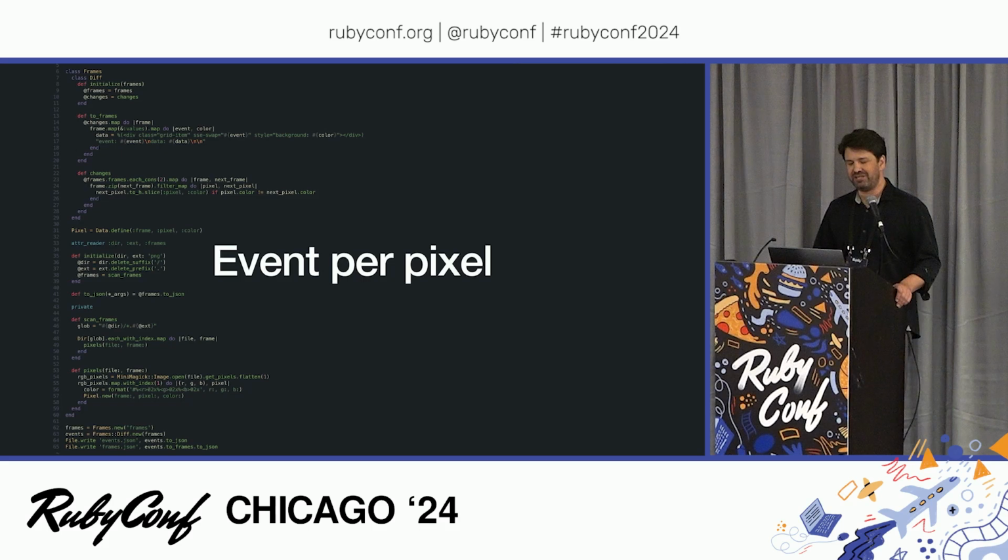Let's go ahead and use FFmpeg to turn video into PNGs, and then let's down-res it, and then let's use ImageMagick to compare every frame. And let's do a diff to see which, if any, pixels change. And if a pixel doesn't change, do nothing. But if a pixel does change, fire off an event for that pixel to send a div with its background color over the web to the browser.